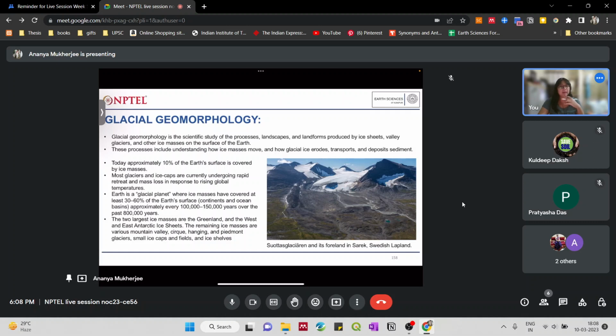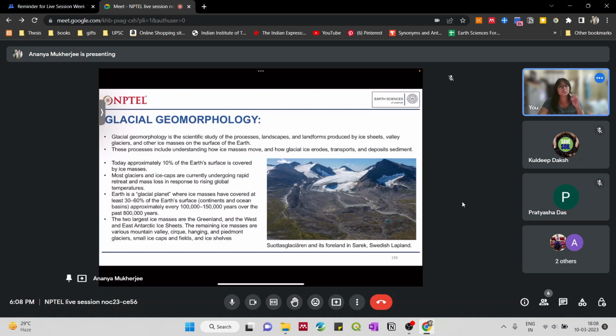With glacial geomorphological processes, we also try to understand the rate of the movement of the ice masses, how they erode, and we can also try to understand glacial retreat and the effects of global warming and other such phenomena on glacier formation and glacial geomorphology.